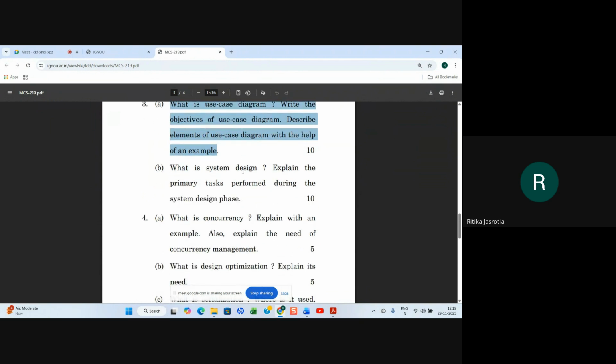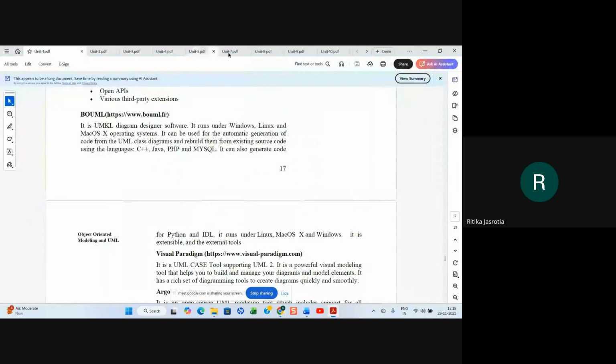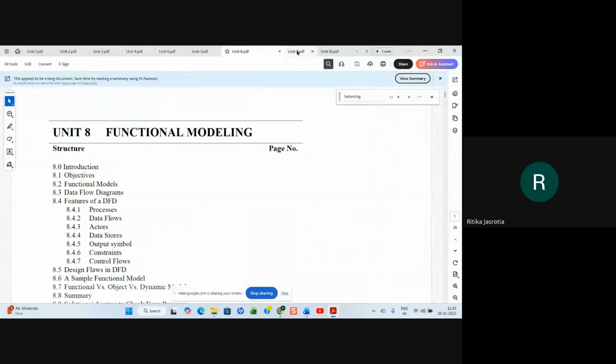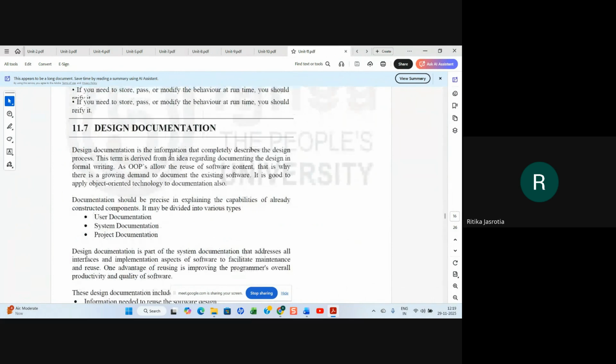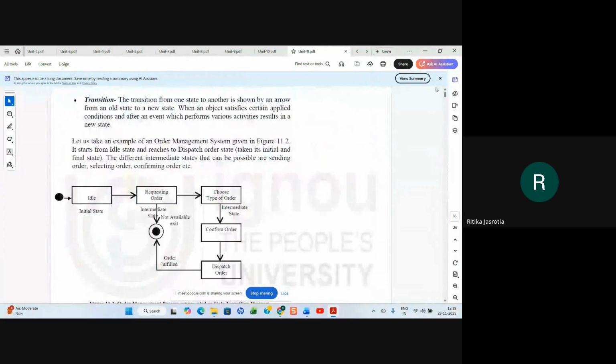What is system design? Explain the primary tasks performed during system design phase. So system design is, I think, in this part.